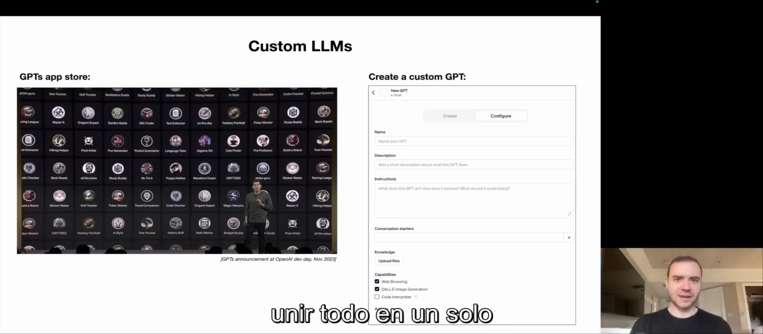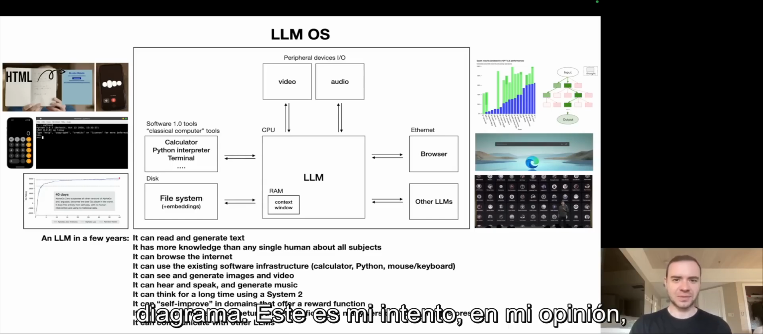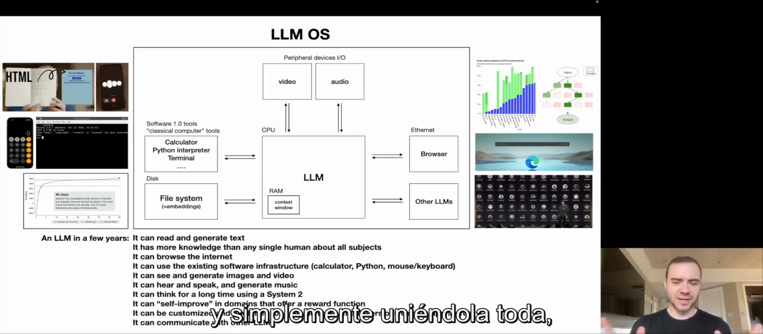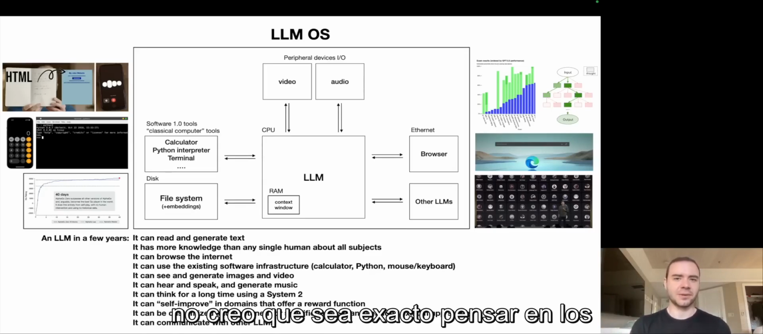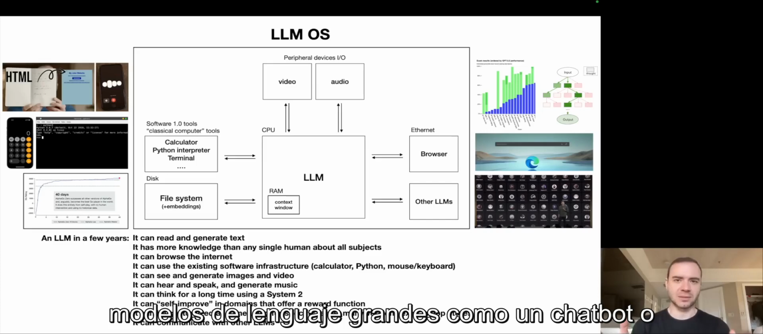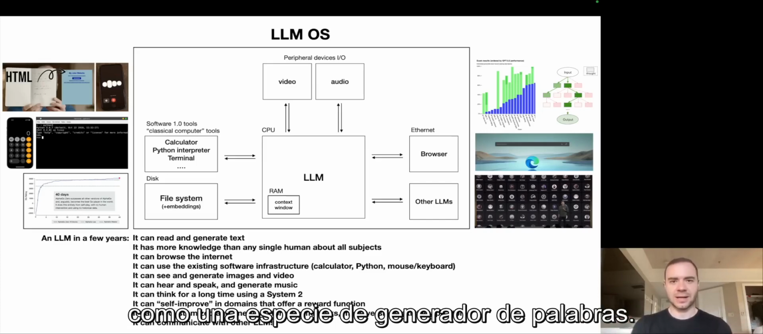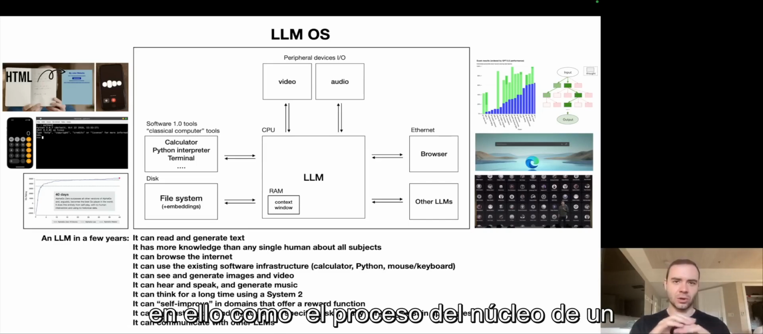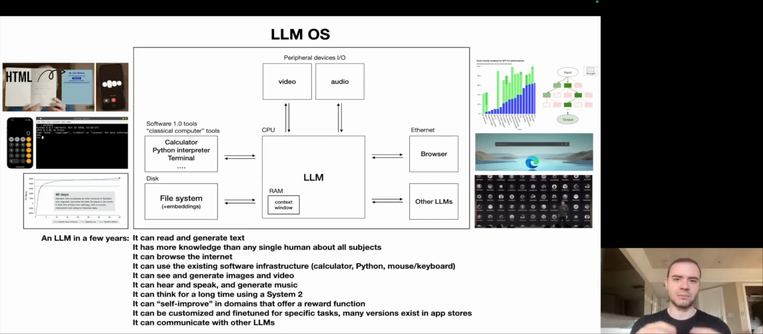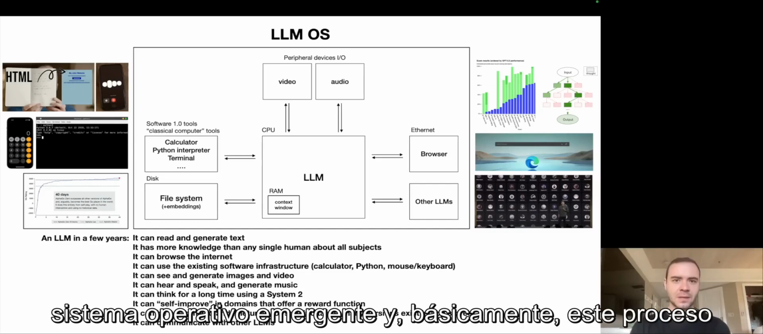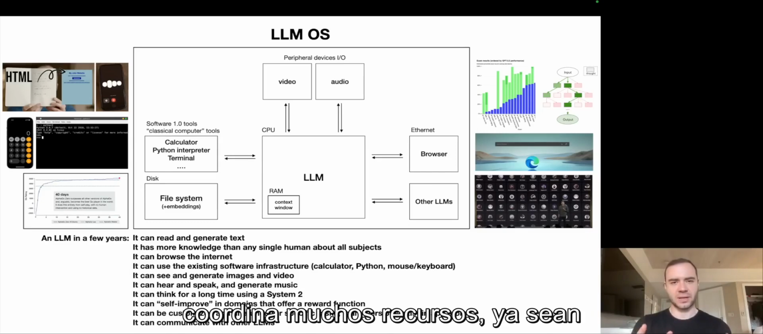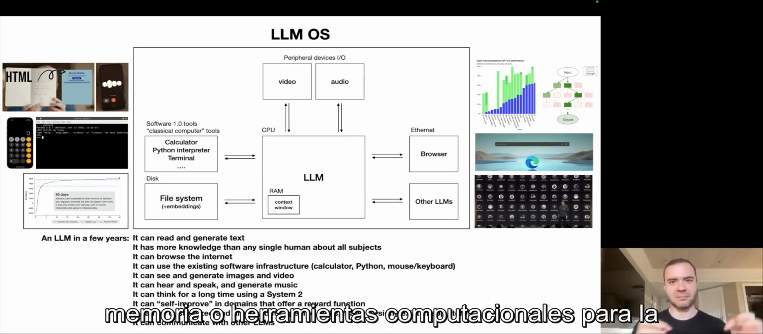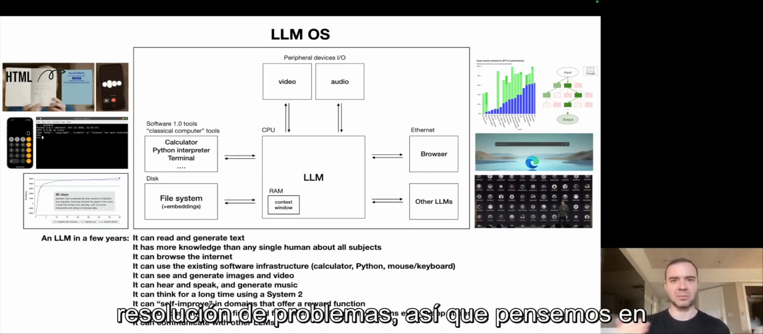So now let me try to tie everything together into a single diagram. This is my attempt. In my mind, based on the information that I've shown you and just tying it all together, I don't think it's accurate to think of large language models as a chatbot or some kind of word generator. I think it's a lot more correct to think about it as the kernel process of an emerging operating system. Basically, this process is coordinating a lot of resources, be they memory or computational tools, for problem solving.